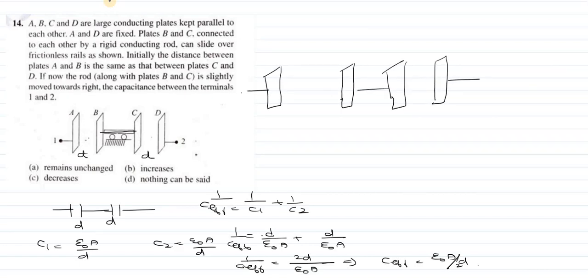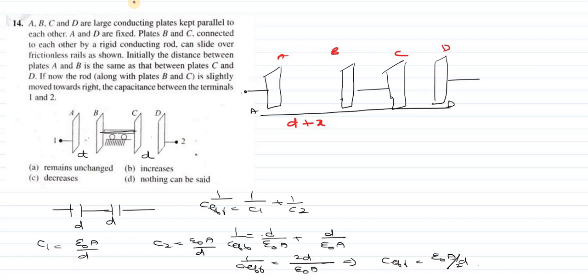But remember that A and D are fixed. You cannot move beyond this, so this distance is fixed. Only the distance between the plates will be increased or decreased since we are moving towards the right. Between A and B the distance has increased. Let us say X is the distance through which it is moved. Between A and B, already the distance is D. Now since we moved through distance X, it is D plus X.